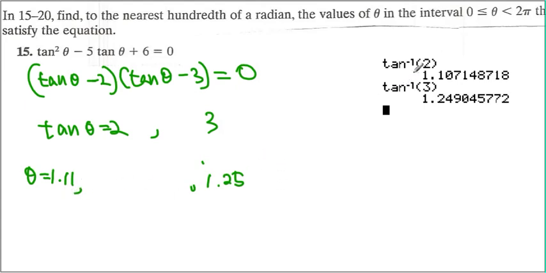Now, how about the other two values? Because we realized that tangent ratios are positive in the third quadrant. In order for that to be positive, we have to add the pi value. So pi is 3.14. So in this case, we'll end up getting 4.25 here, 4.39. So those are our answers.